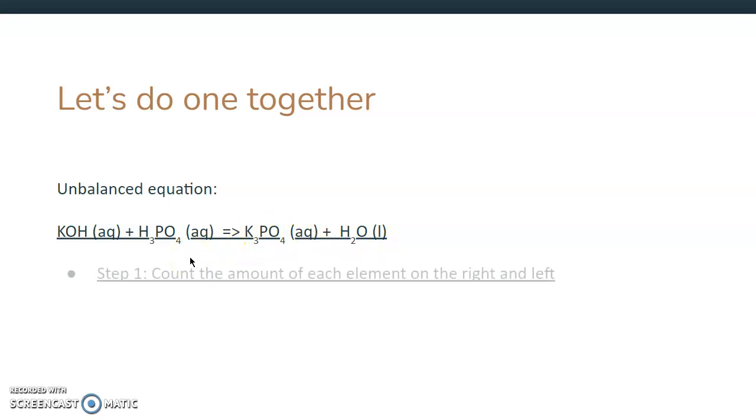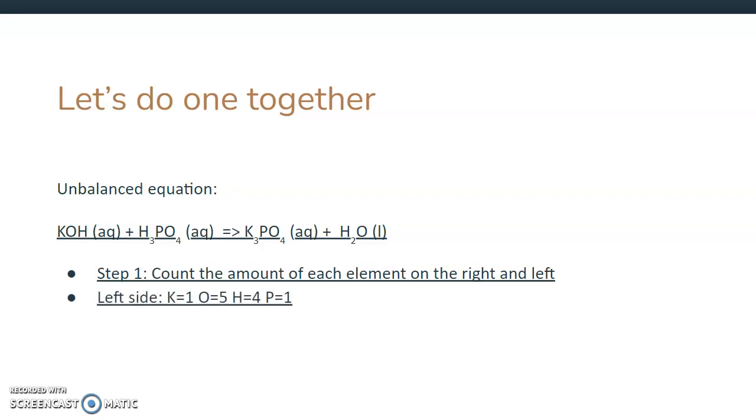As we start to do this, our first step is to count the amount of each element on the left and the right. So let's start doing that. On our left side we have 1 potassium, and we have 1 plus 4 oxygens. Our hydrogens is 1 plus 3, and our phosphorus, our P, is 1.